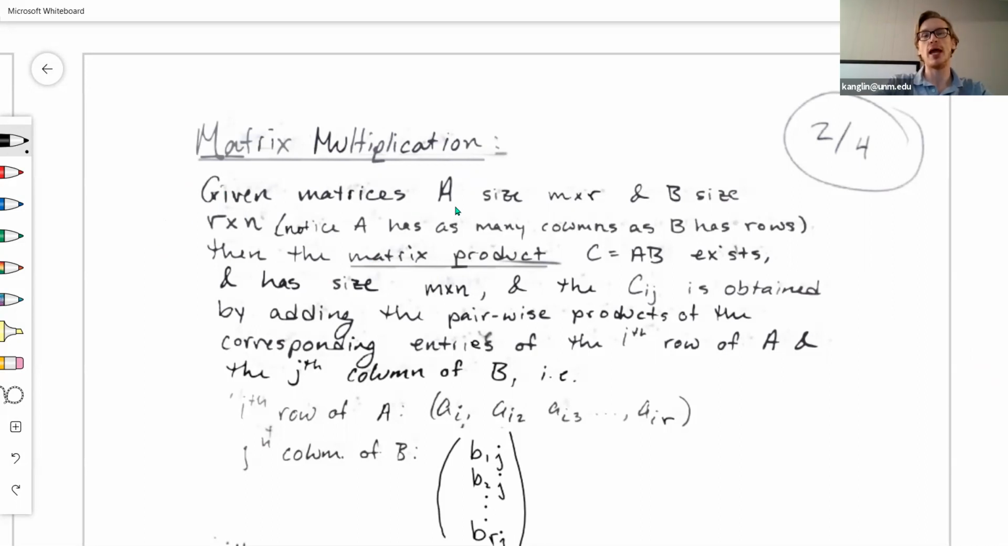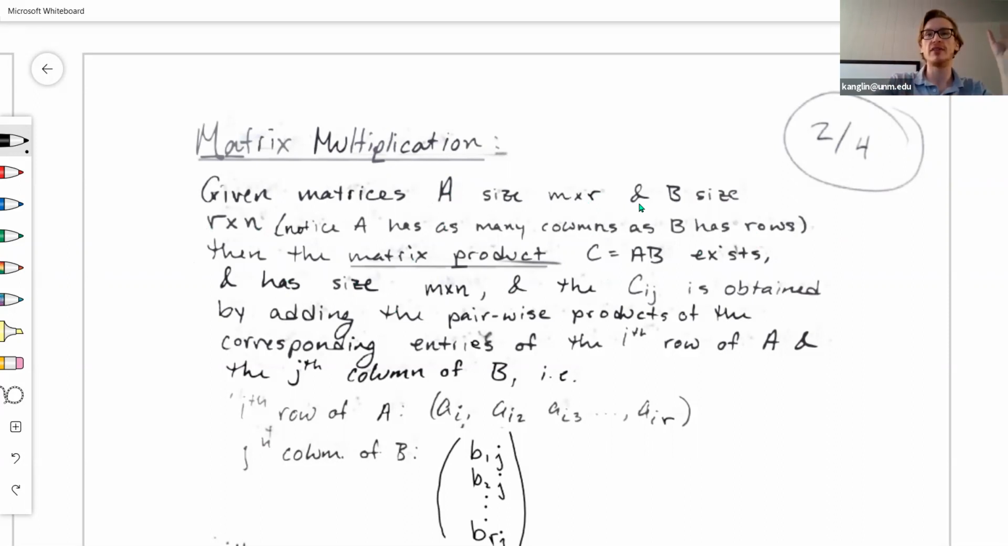Given matrices A of size m by r and B of size r by n, first of all, notice that we're saying A has as many columns as B has rows, right? The r here in the size of A is the number of columns. The r here in the size of B is the number of rows of B. So A has as many columns as B has rows, and that's crucial. We have to have that.